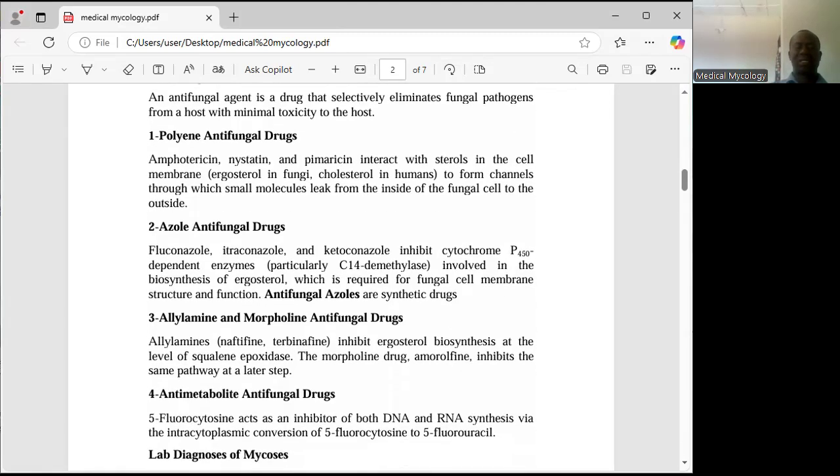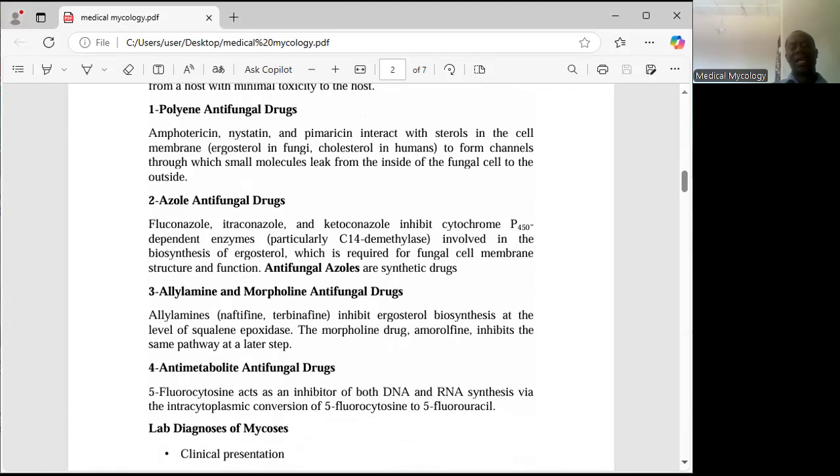Another antifungal agent is the allylamine or morpholine antifungal drugs.